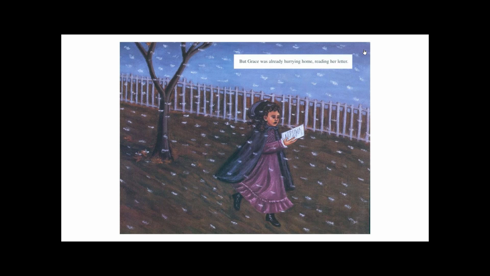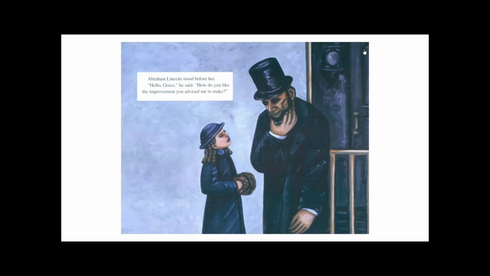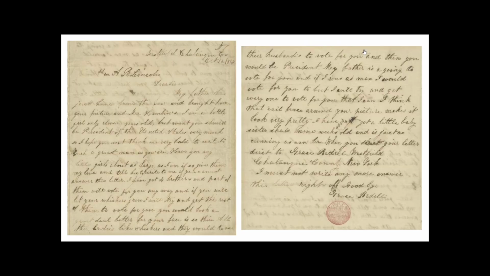So she sends a letter to him, and she waits and waits. She goes to the post office and keeps waiting for him. Well, then it turns out that Mr. Lincoln sends her letter back and is coming through her hometown. And then when she meets him, he says, how do you like the improvement you advised me to make? And here he's grown a beard, he's got the top hat on. So these are like the iconic pieces of Abraham Lincoln that we know of him.